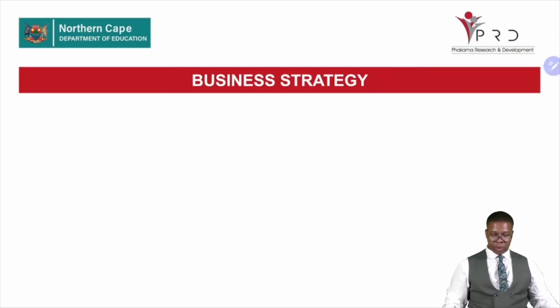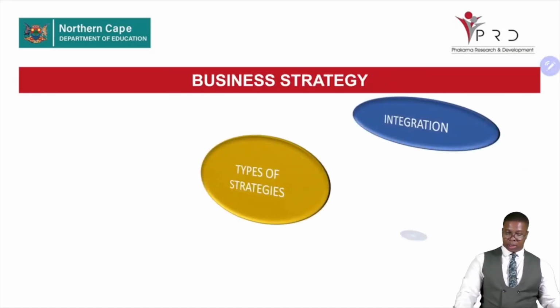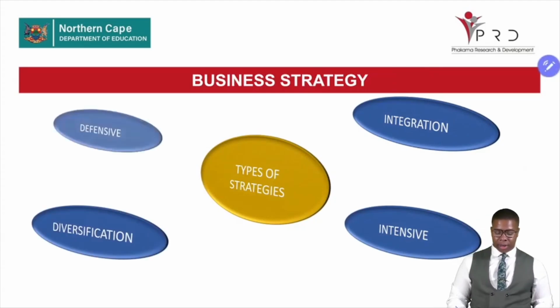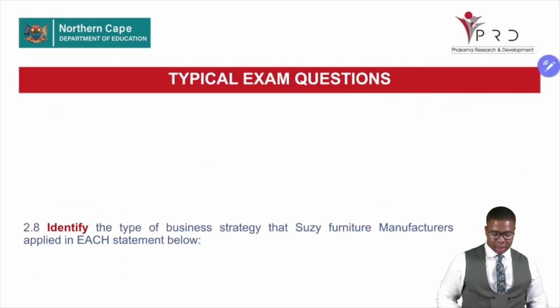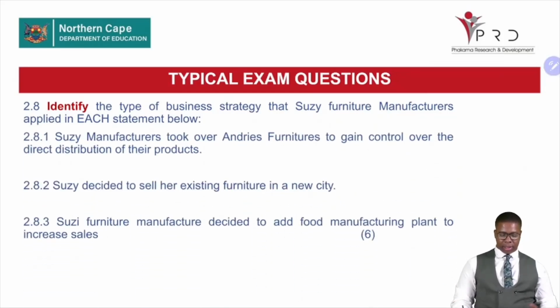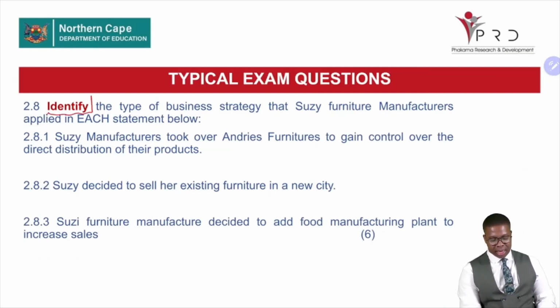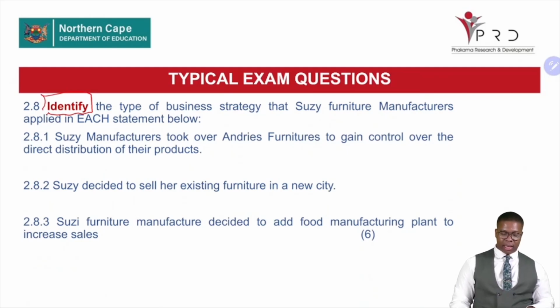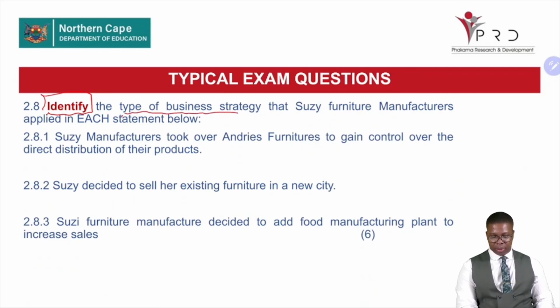Then, with that being said, we look into aspects that you should know how to identify further. These are types of business strategies. So here we look into identifying the types of business strategies. We have 3 strategies over there. 2.8 again says identify, and I have highlighted the identify in red so that you see that this is content that you will be expected to identify from the scenario. And it says here, identify the type of business strategy that Suzy Furniture Manufacturer applied in each statement below.